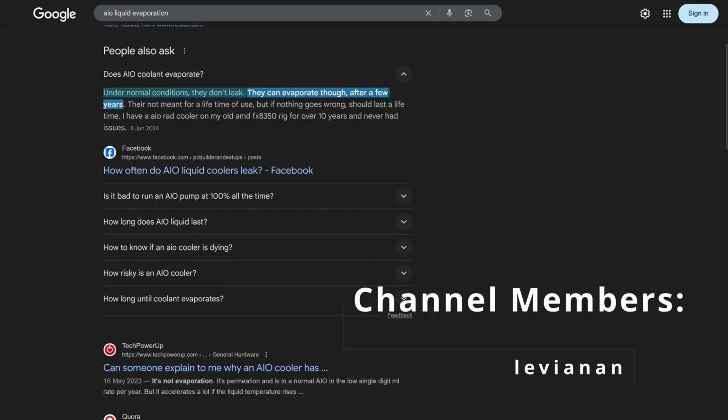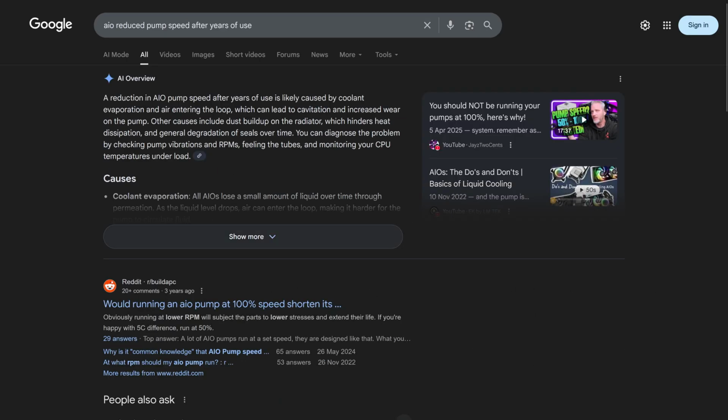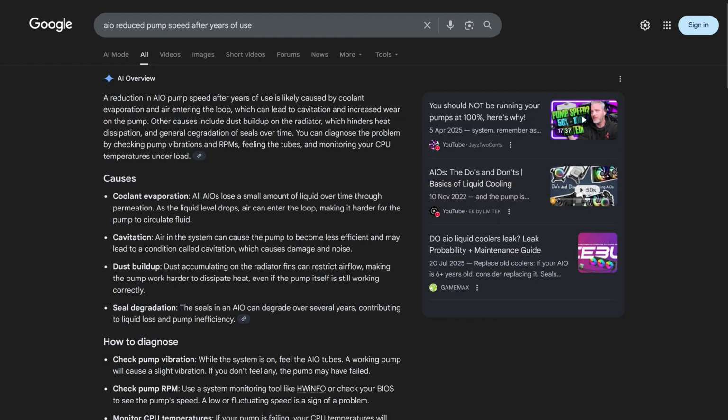Keep in mind that AIOs will lose performance down the road due to liquid evaporation and some other factors like reduced pump speed, but these issues appear after many years in use.